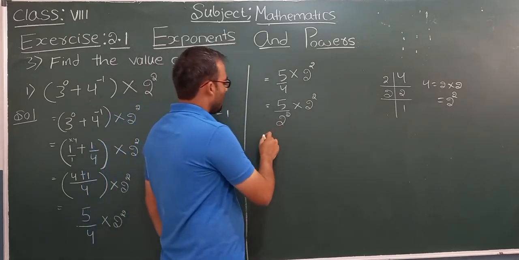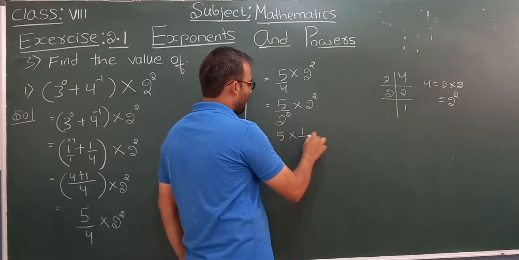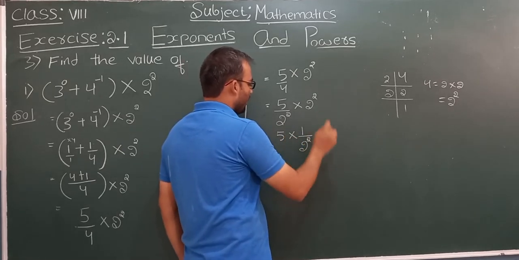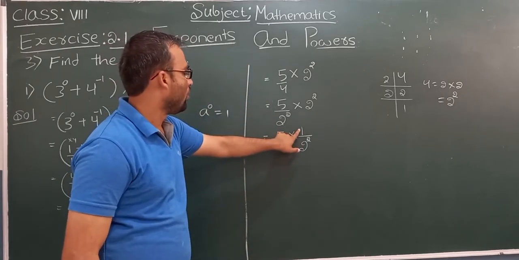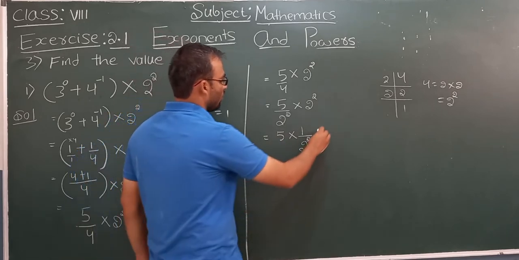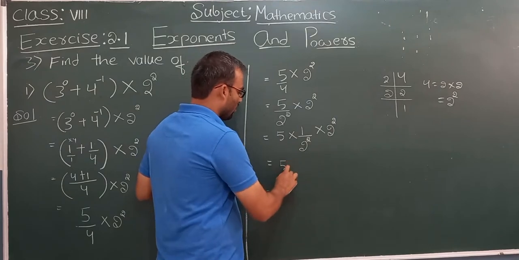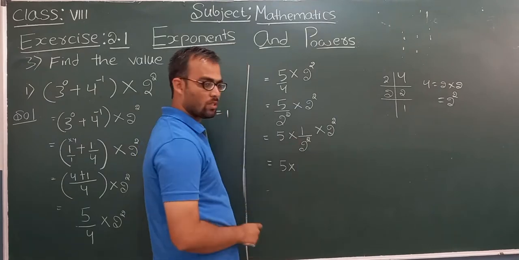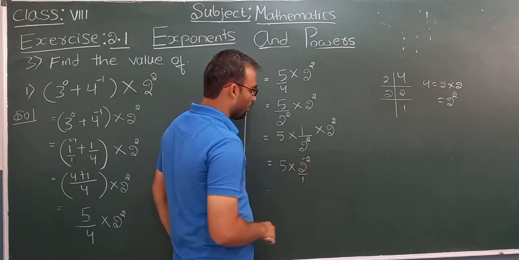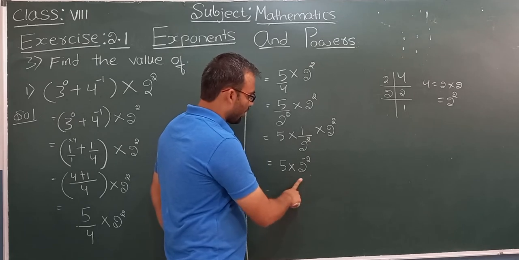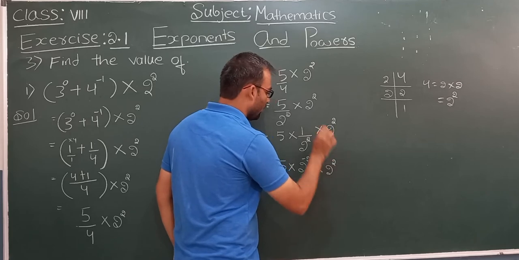Students, this 5 by 2 power 2 can be written as 5 into 1 by 2 to the power 2. 5 by 2 power 2 is nothing but 5 into 1 by 2 to the power 2. Now look here, students. When we take the reciprocal of this, we get 2 power minus 2 divided by 1. You can write it as it is or you can erase it, because nothing is there, always 1 will be there. So into 2 power 2.